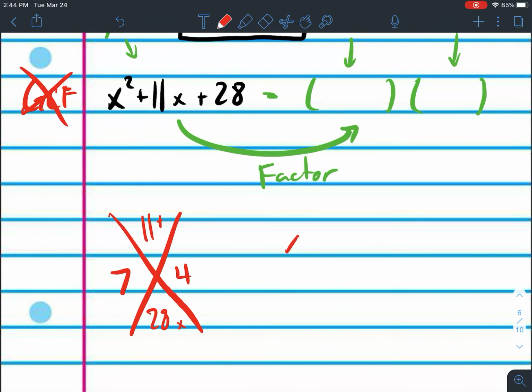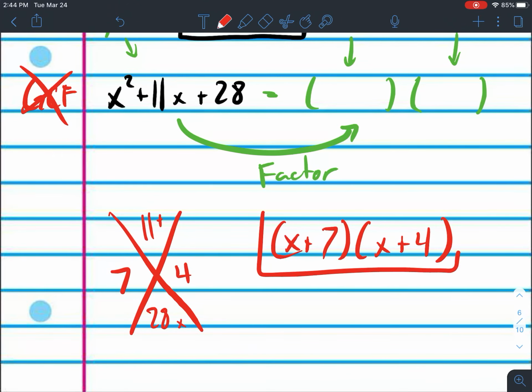Okay, so that means x plus 7 is one of my answers, and x plus 4 is another one of my answers. Well, hey, look, those are my dimensions because that matches this up perfectly. So my possible dimensions are x plus 7 and x plus 4.